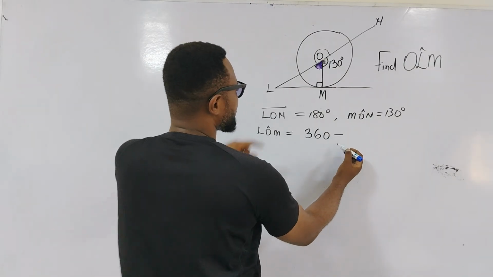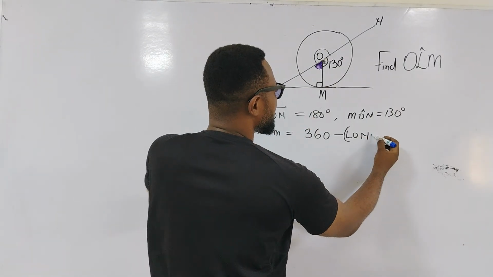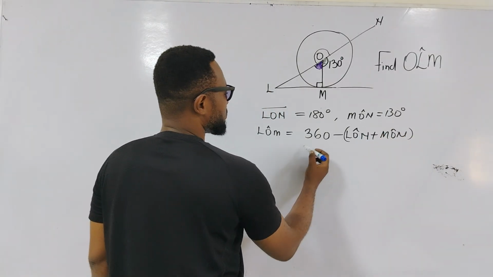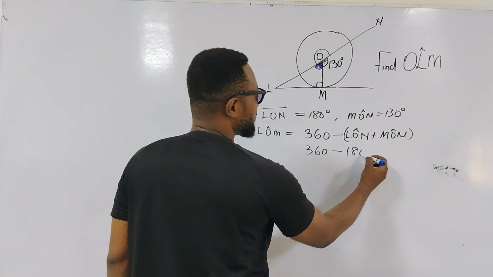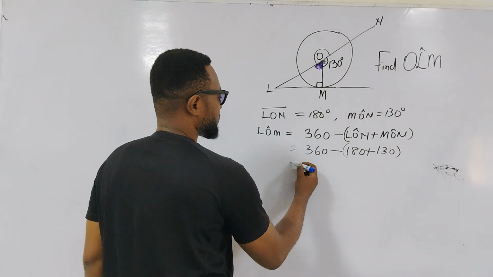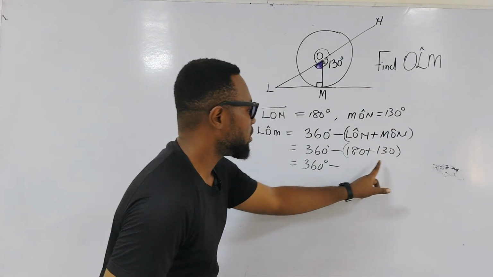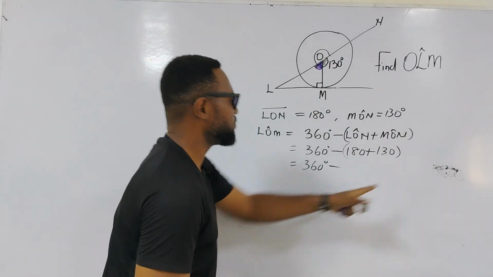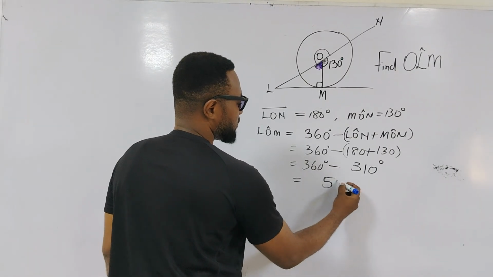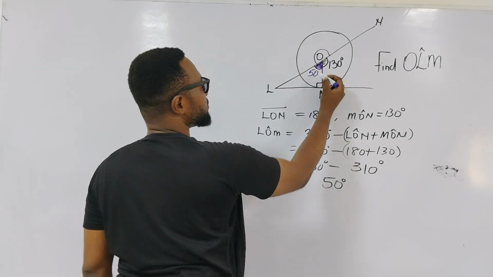LOM is 360 minus LON plus MON. So we have 360 minus 180 plus 130, right? So 360 degrees. 180 plus 130 will give us 310. And the difference is what? 50 degrees. Now, we know here to be 50 degrees. Here is what? 50 degrees.